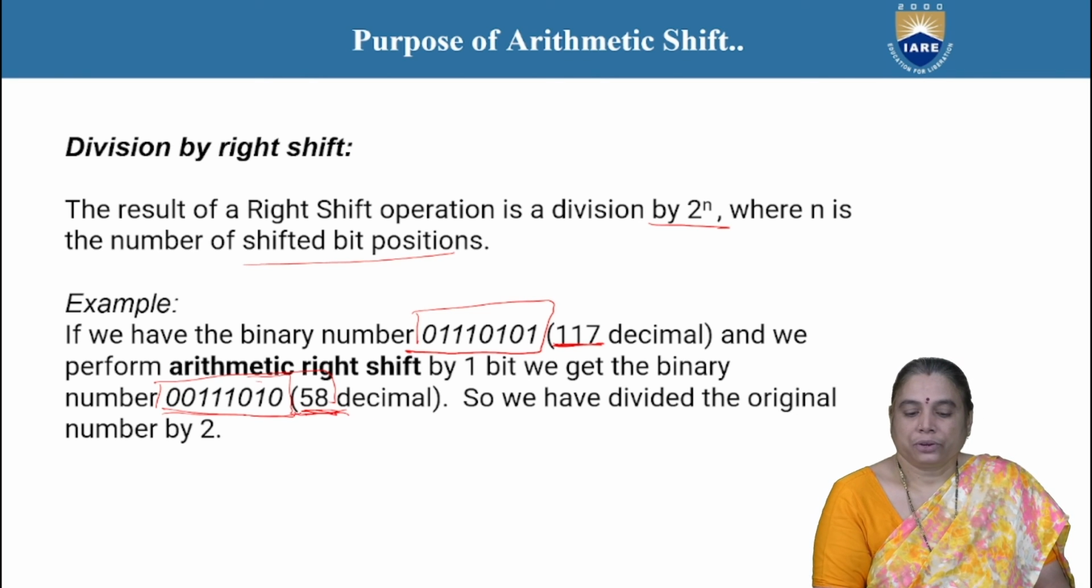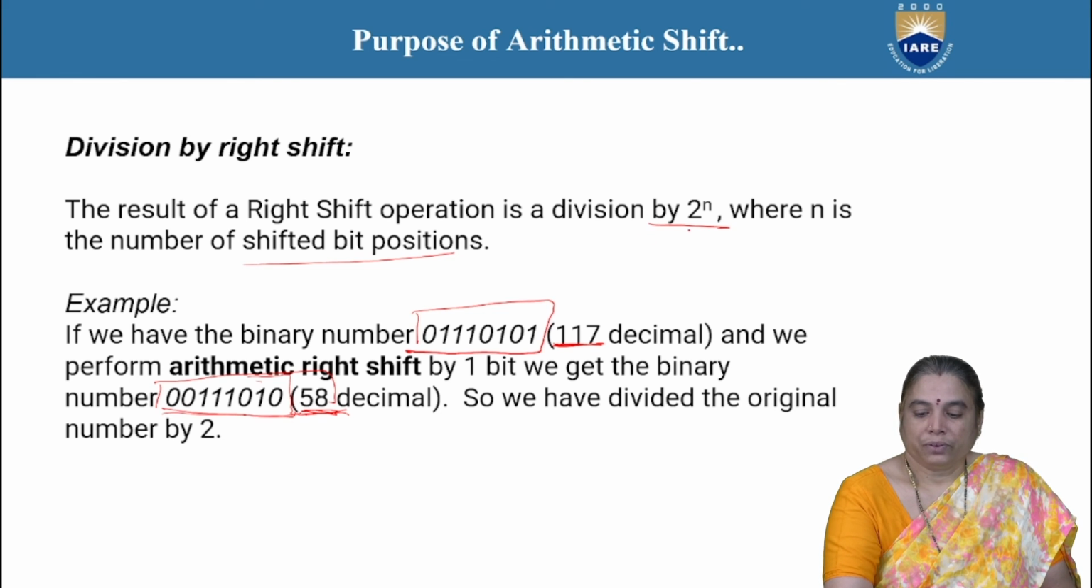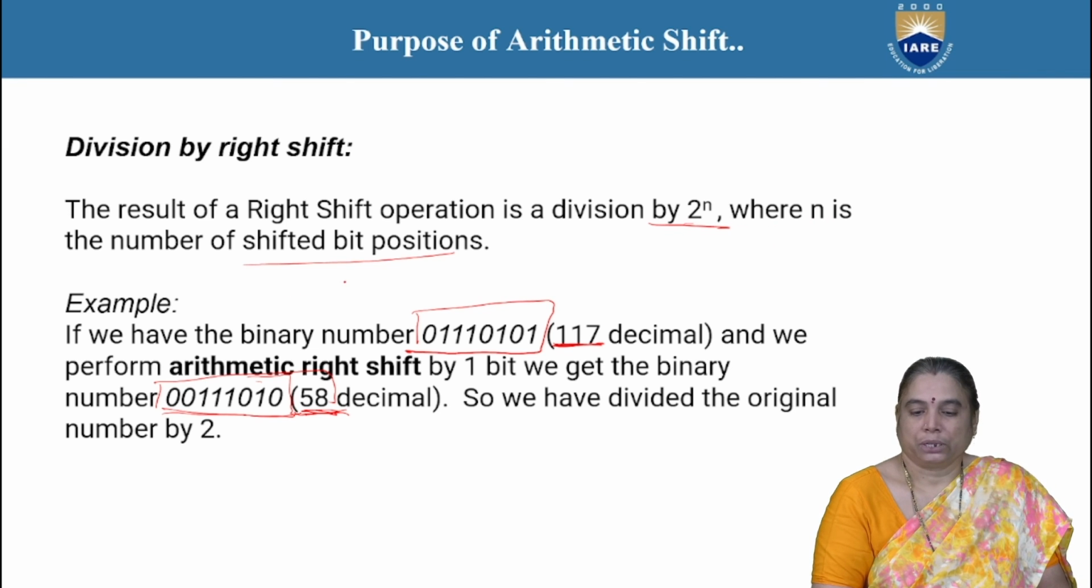So arithmetic right shift is used so that the division operation can be performed by 2 power n, where n is the number of shifted bit positions. So this is the purpose of arithmetic shift operations.